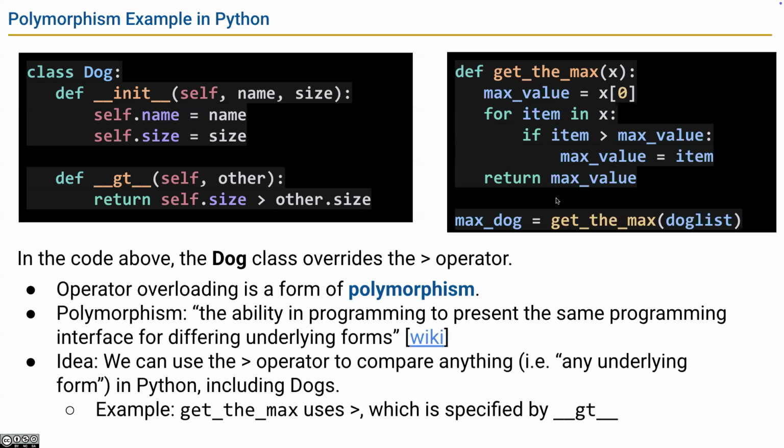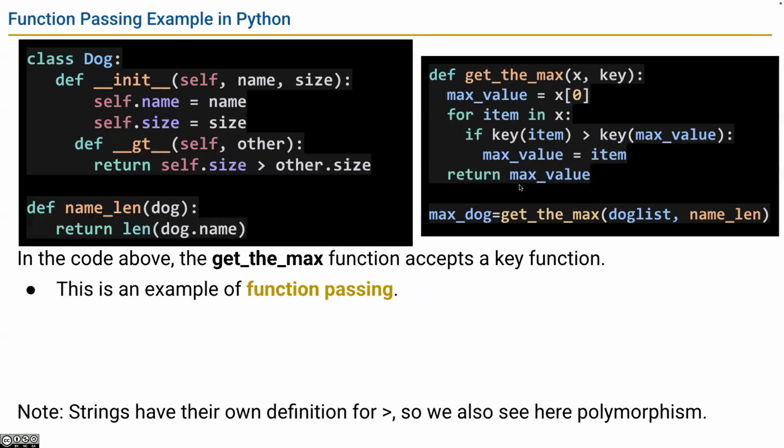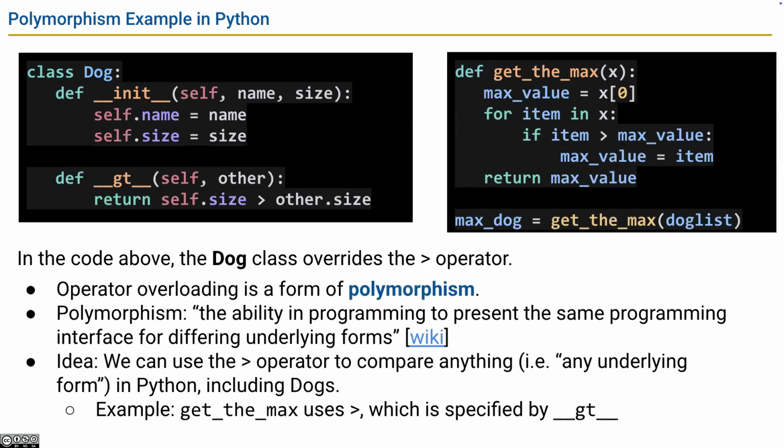So what we'll see is Java doesn't do this. That's something else. All right. Function passing is a little more intuitive, I think. That is what you've seen where you pass a key function to, for example, sorted or max or whatever else. In this case, I've written my own max function so I can see what's going on. So in this case, I wrote a function called get the max that takes a list and a key function. And then when you're comparing two items, you first put them through the key function to decide how to compare them. So for example, if I give the key function name length, then it will compare the dogs based on their names. And that's an example of function passing, which is different than polymorphism.